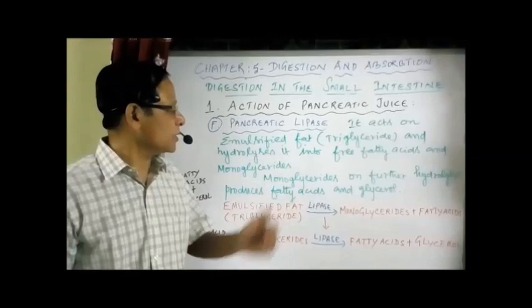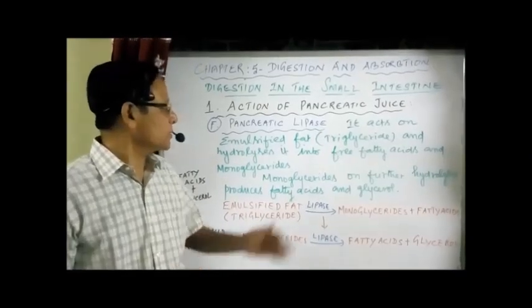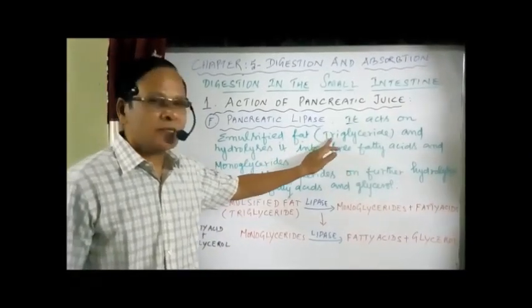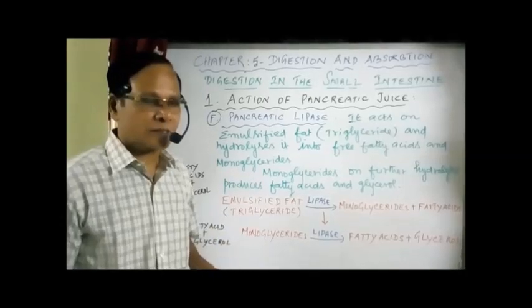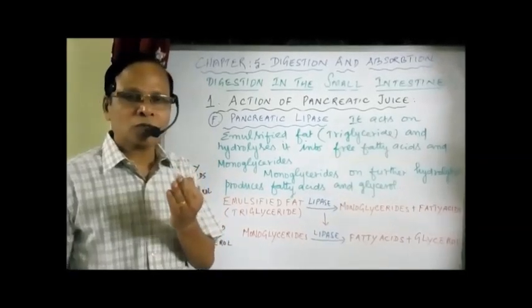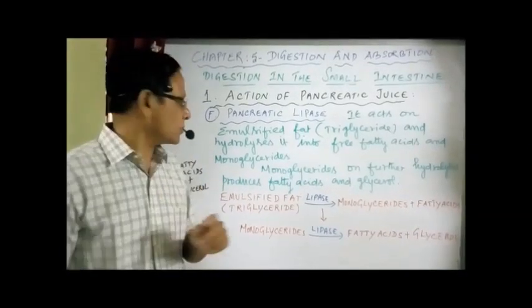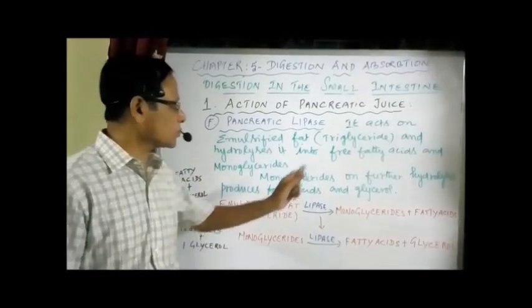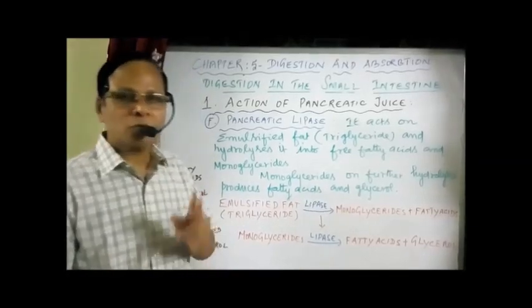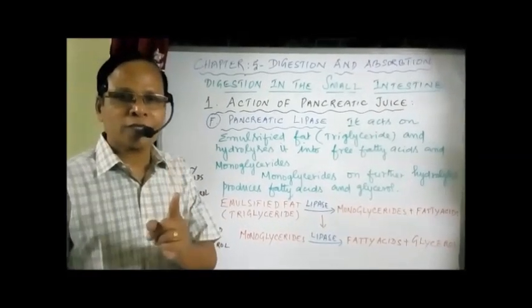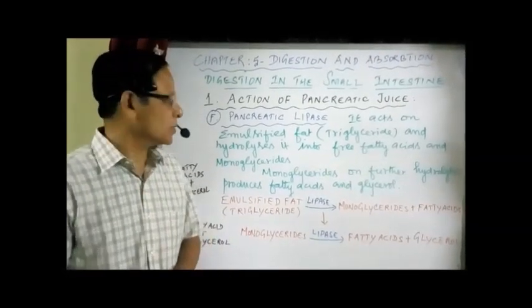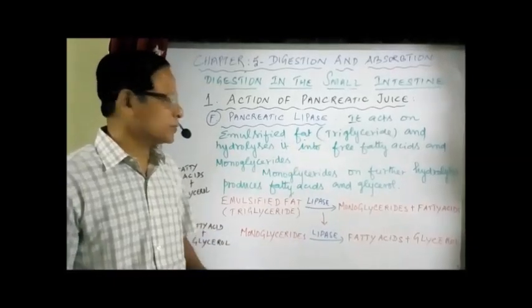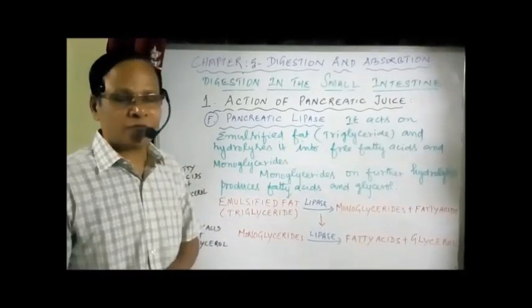I'll tell you what I mean by emulsification. So the emulsified fat is nothing but a triglyceride. What is a triglyceride? It is formed of 3 molecules of fatty acid plus 1 glycerol. What is a monoglyceride? It is formed of one fatty acid and one glycerol molecule. So I am using these terms here. So it acts on emulsified fat.